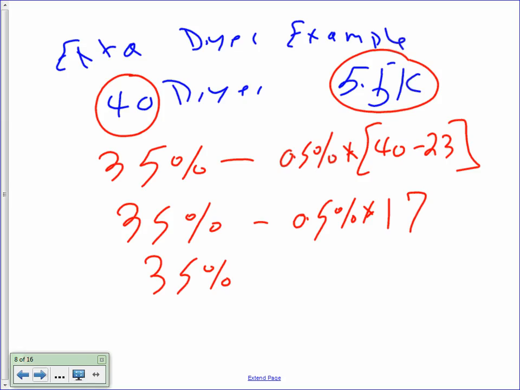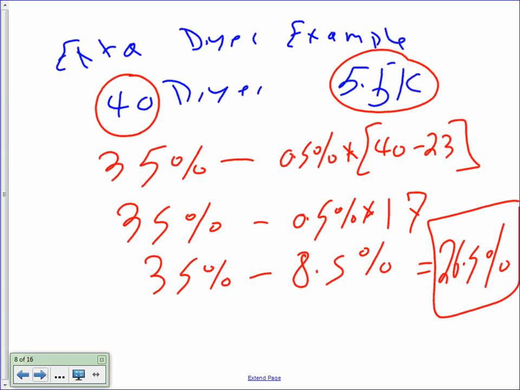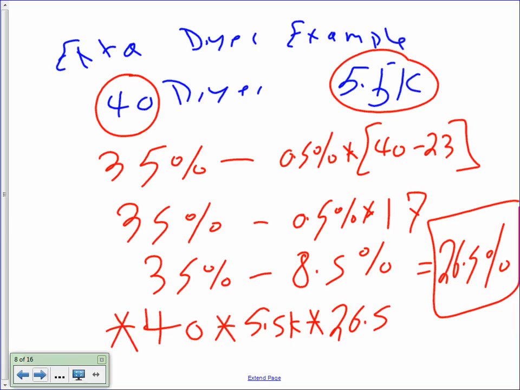Do you have to correct me? 17 minus 8.5%, thank you. And that will get you a healthy 26.5% derating factor. So we have to calculate the derating factor. Again, this has nothing to do with our service, just an extra example. Then the final one, you take the 40, multiply by 5.5 kVA, multiply by 26.5%. Well, 26.5% turns into what? 0.265, and that will give me a healthy 58.3 kVA.